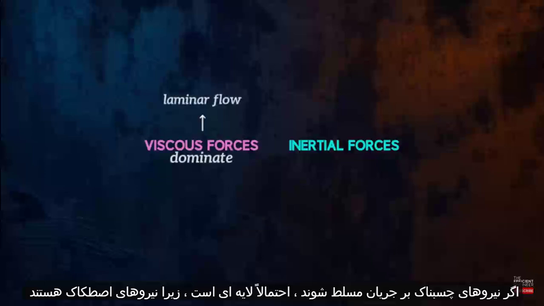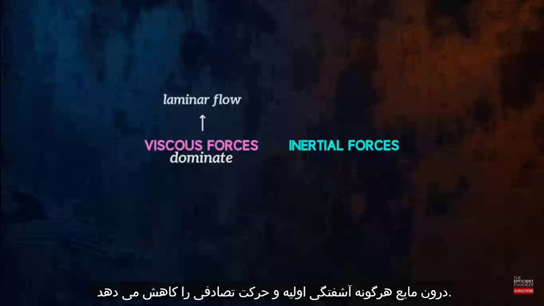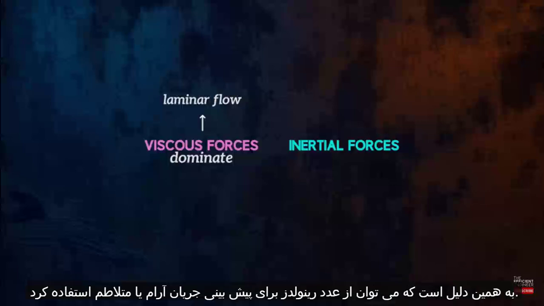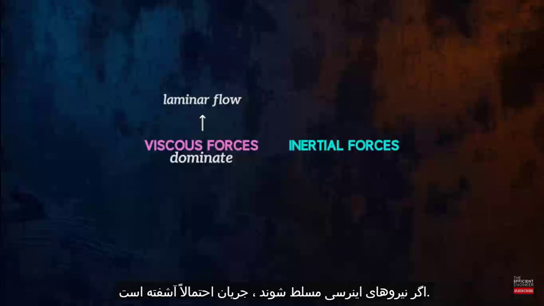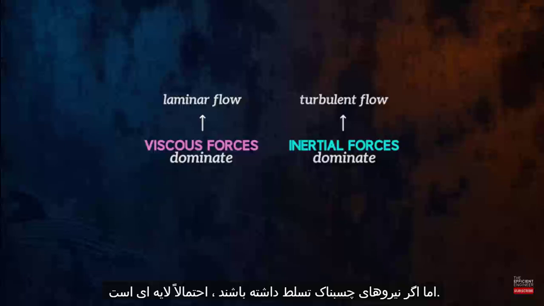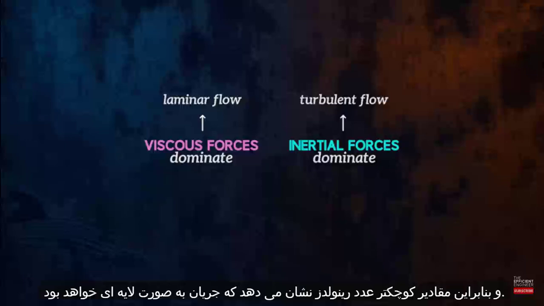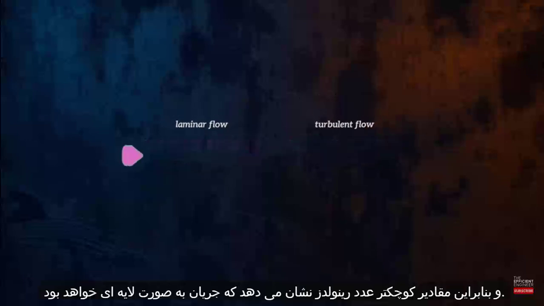If viscous forces dominate, the flow is more likely to be laminar, because the frictional forces within the fluid will dampen out any initial turbulent disturbances in random motion. This is why Reynolds number can be used to predict if flow will be laminar or turbulent. If inertial forces dominate, flow is more likely to be turbulent. And so smaller values of Reynolds number indicate that flow will be laminar.